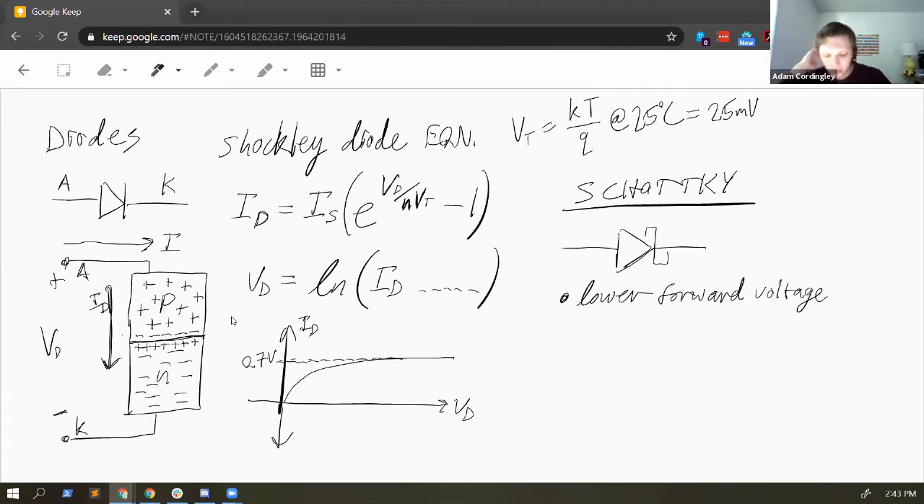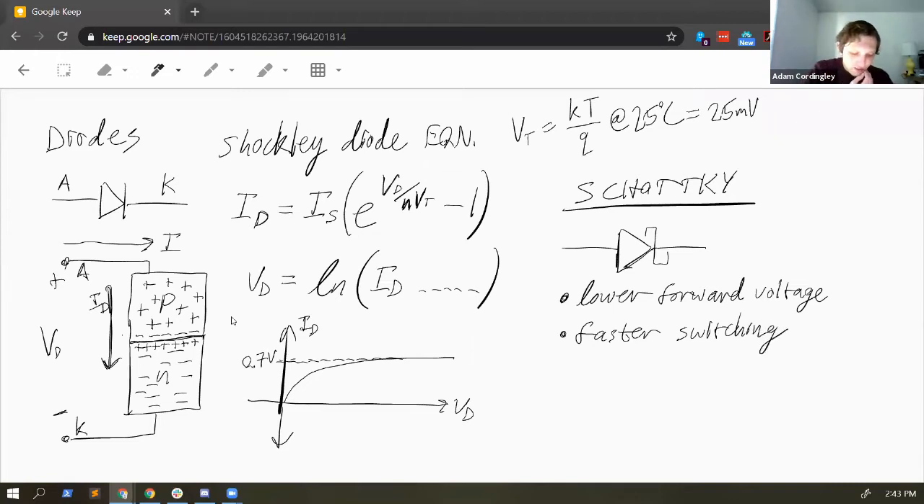So while our silicon diode has a forward voltage of like 0.7 volts at appreciable current, a Schottky diode will have like 0.2 or 0.3 volts forward voltage. So it's much nicer in that sense. You get lower loss through the diode.